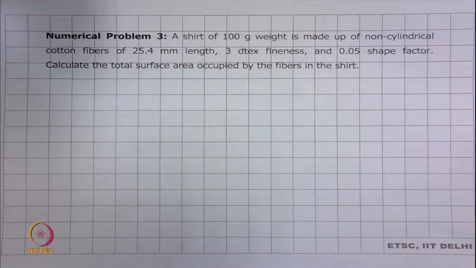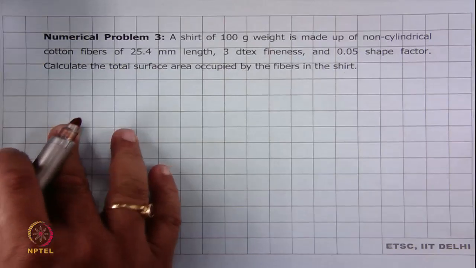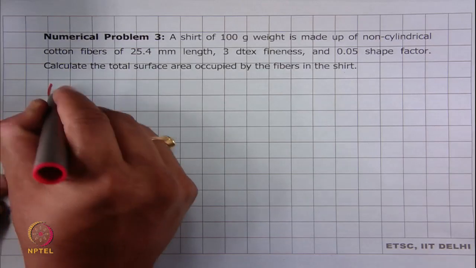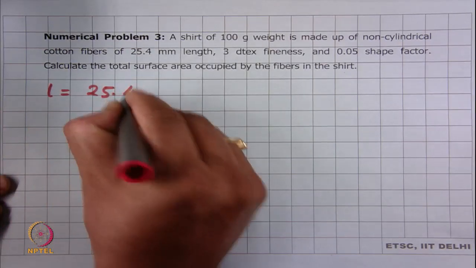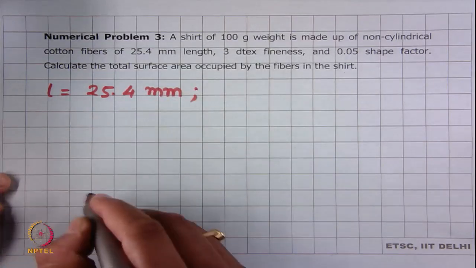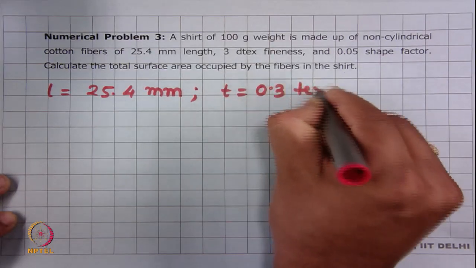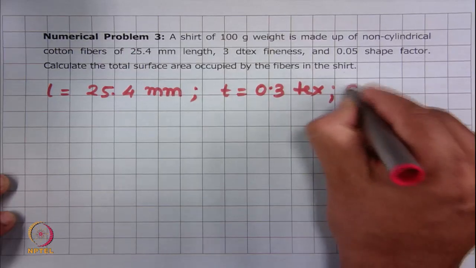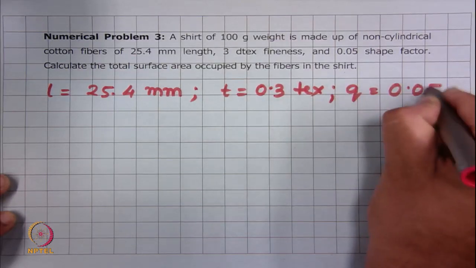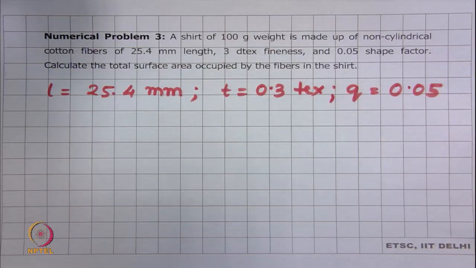Okay. So, what is given here? L (25.4), T (0.3 tex), Q (0.05), and mass of the whole shirt is given, 100 gram. You have to calculate the total surface area occupied by fibers in the shirt.